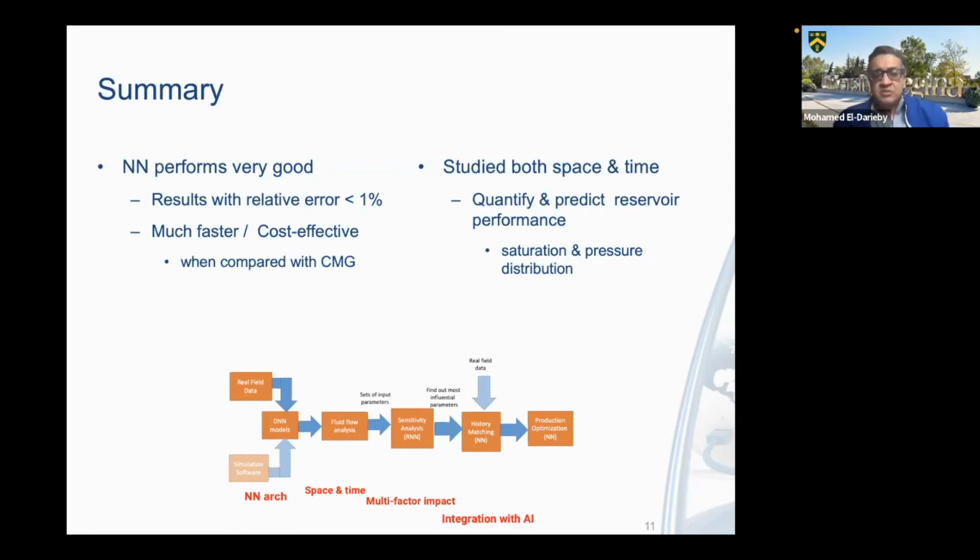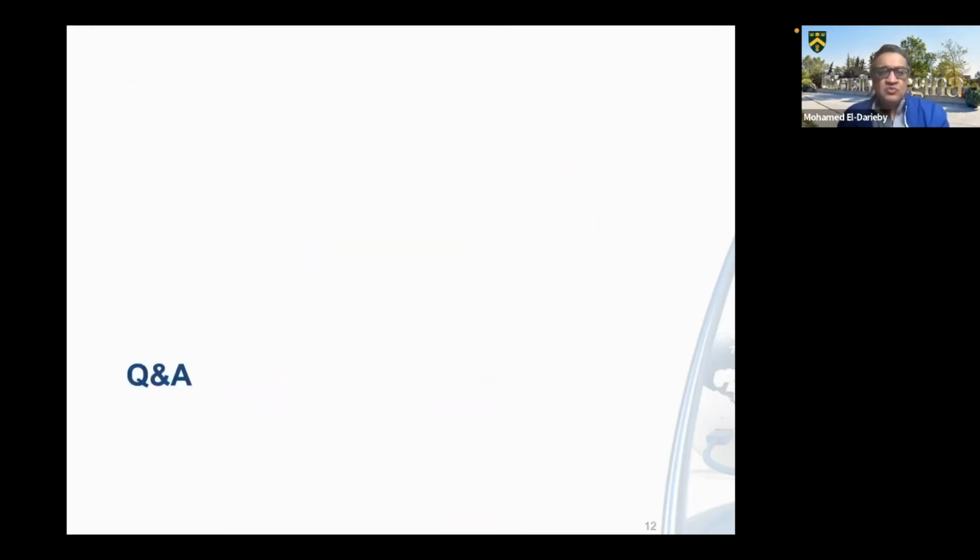I think this summarizes what I wanted to say. Again, we started with the neural network architecture. We investigated all of them. Then we added the time and space dimension. Then we had a study of the input factors, single and multiple factors and their impact on the output. And then we integrated the neural network with other AI techniques to help optimize and reduce the number of scenarios in a non-unique situation. I think this quickly gives an overview of what we wanted to say.